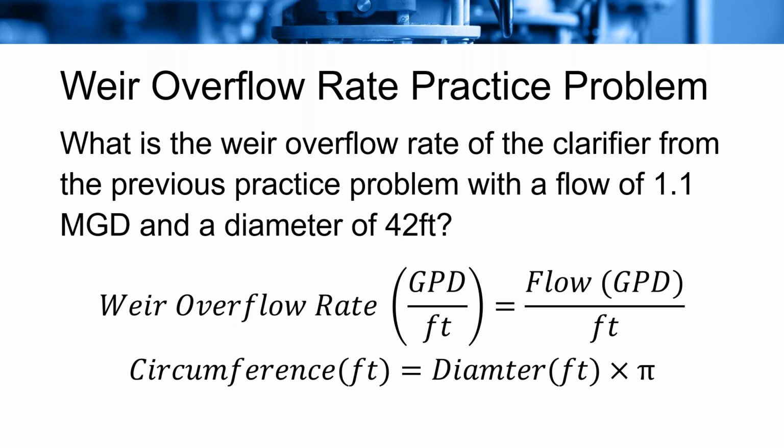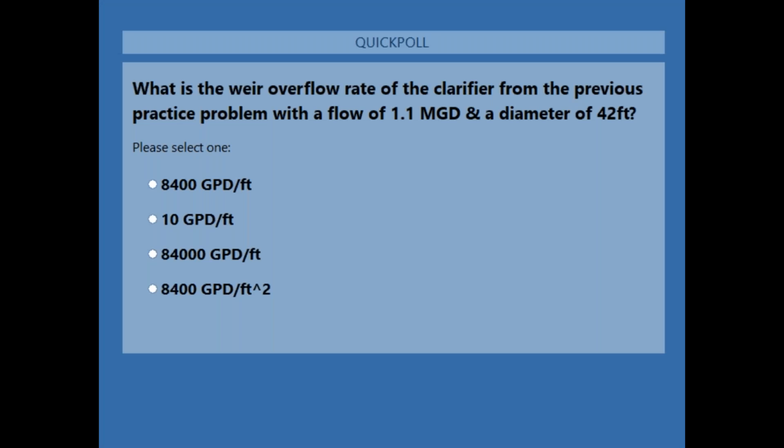All right, let's throw up the poll question and see how everyone does. Again, the question is, what is the weir overflow rate of the clarifier if the flow is 1.1 mgd and it has a diameter of 42 feet? The answers given are 8,400 gallons per day per foot, 10 gallons per day per foot, 84,000 gallons per day per foot, or 8,400 gallons per day per foot squared.